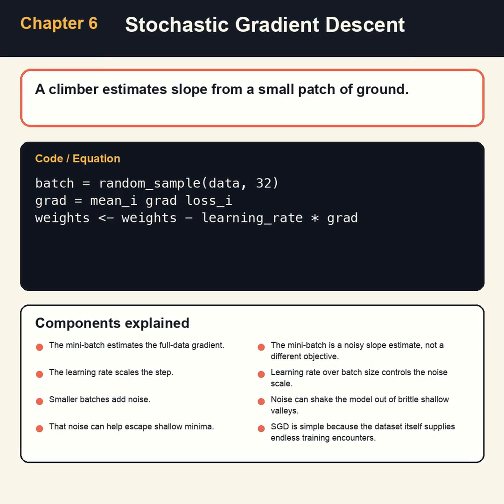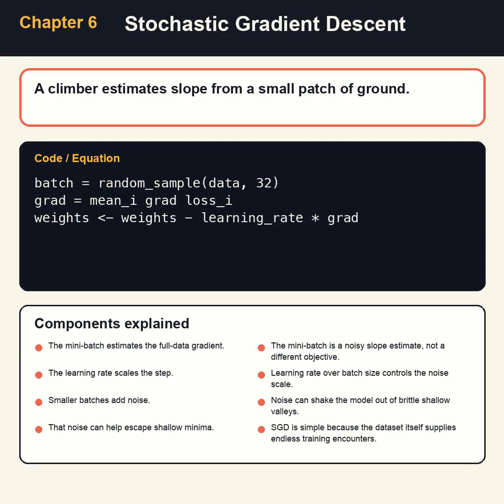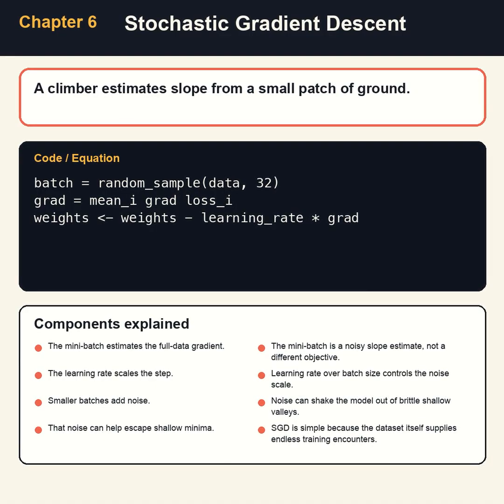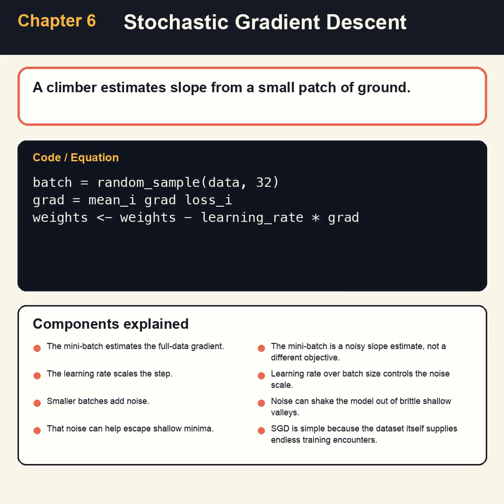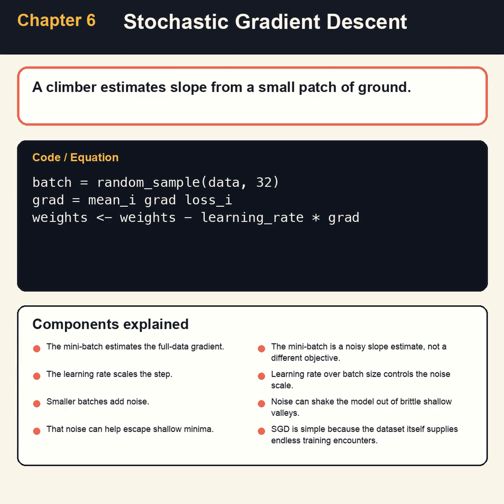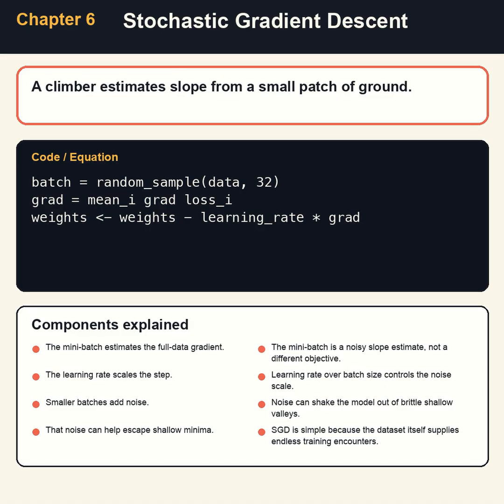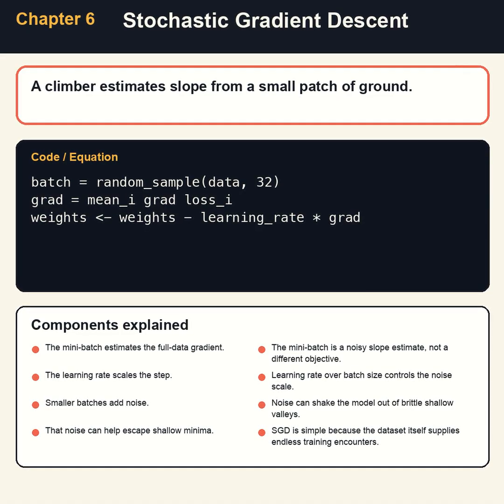Stochastic gradient descent. Real-world analogy. Estimate the mountain slope from the patch under your boots instead of surveying the entire mountain before every step. Full batch gradients inspect every sample. Stochastic gradient descent estimates the slope from a batch. The update is simple, but the noise acts like useful regularization.